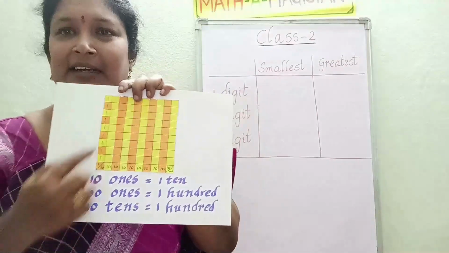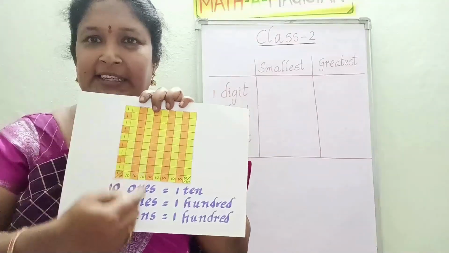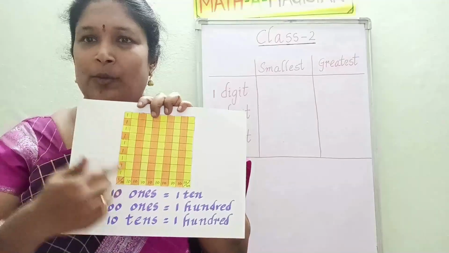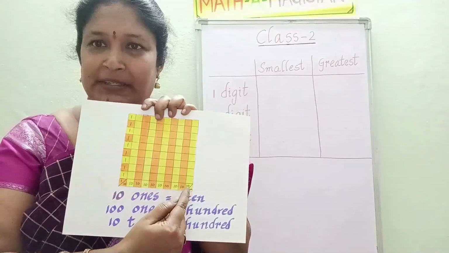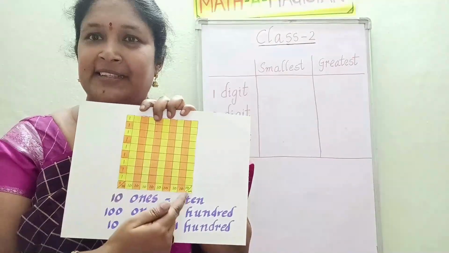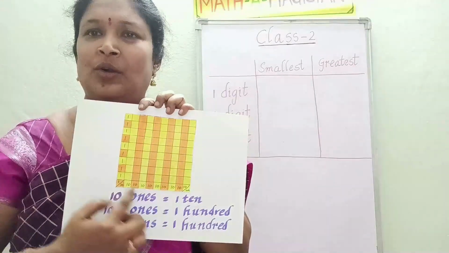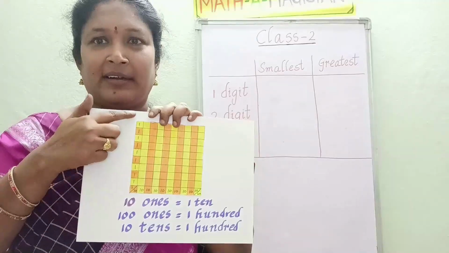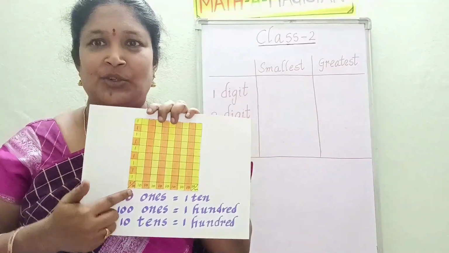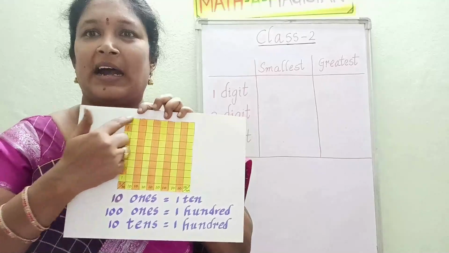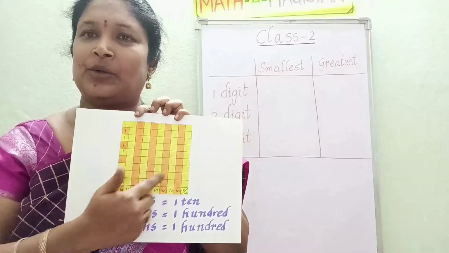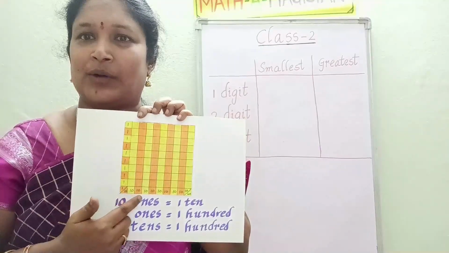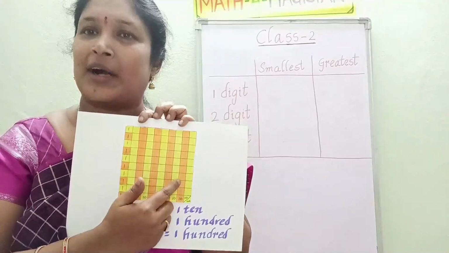100. Next, here how many strips are there children? So two colors I used, yellow and orange. Total how many strips are there? 10 strips are there. That means 10 tens are there. 10 tens is equal to 100. So once again I am telling you, 10 ones is equal to 10. 100 ones is equal to 100. 10 tens is equal to 100.